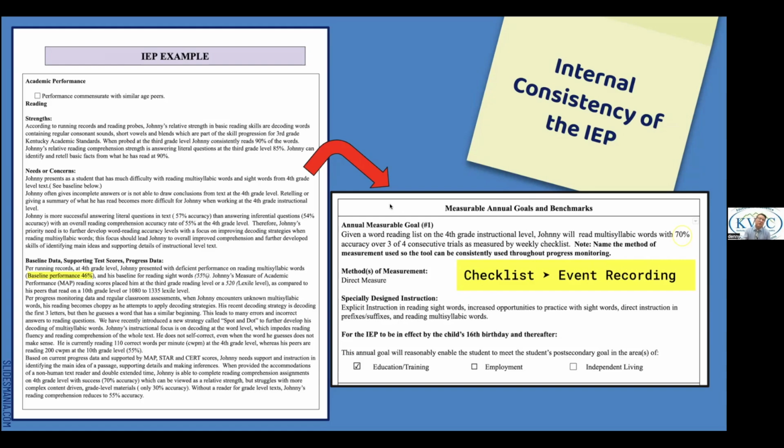But I want to also talk about, can we see over here where we're talking about reading multisyllabic words has a baseline performance of 46%. Now this student is MMD, and so his rate of improvement may not be as fast for a whole year as some students that may be OHI or LD who have higher IQ scores. So you've got to think about making sure that if you're saying you got a 70%, you're going to work on multisyllabic words, and over here in your present level, you've included that baseline data there.